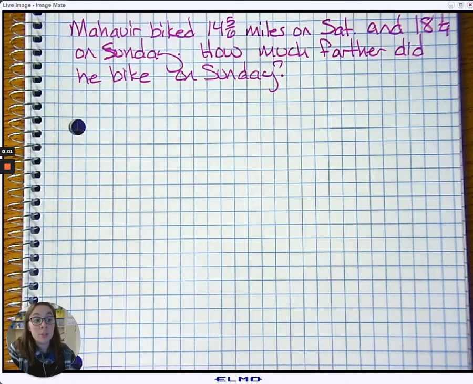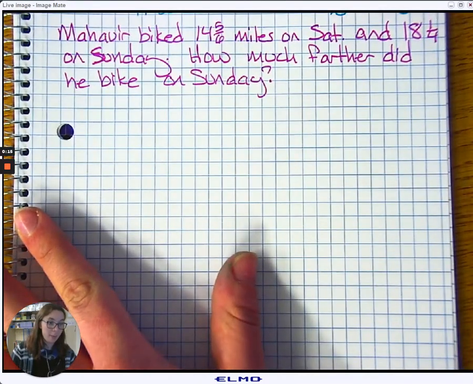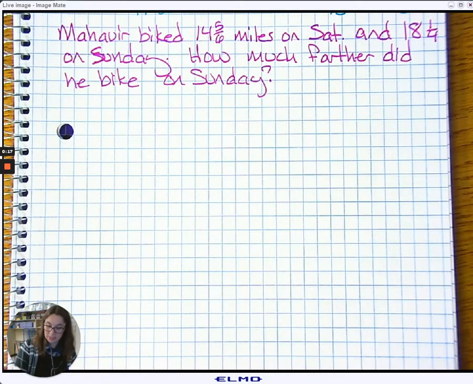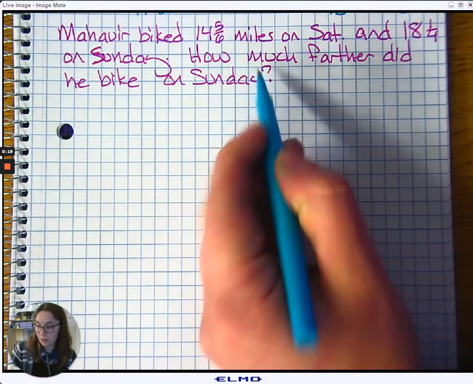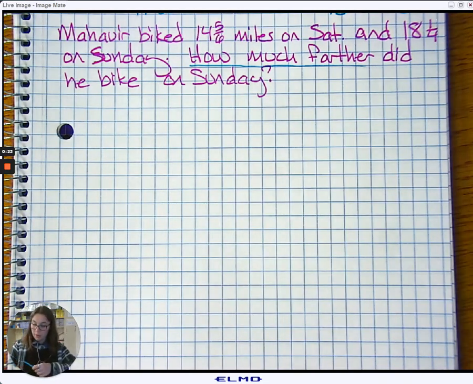This is example 2 of 3 from lesson 4.4. We've got Mahavir. He's biking 4 5/6 miles on Saturday and 18 1/4 miles on Sunday. How much farther did he bike on Sunday than on Saturday? So we have a subtraction problem because it says how much farther. So the problem we are about to solve is, which one's longer?